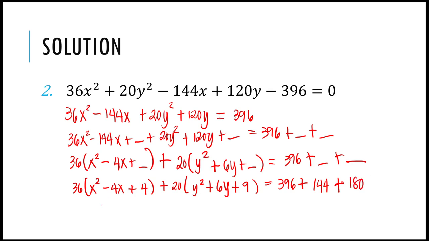Ayan. Yung nasa loob na ng parenthesis is now a perfect square. That is x minus 2 squared. The same is true for y squared plus 6y plus 9. That is y plus 3 squared. Simplify the right side. 396 plus 144 plus 180 will give us 720.